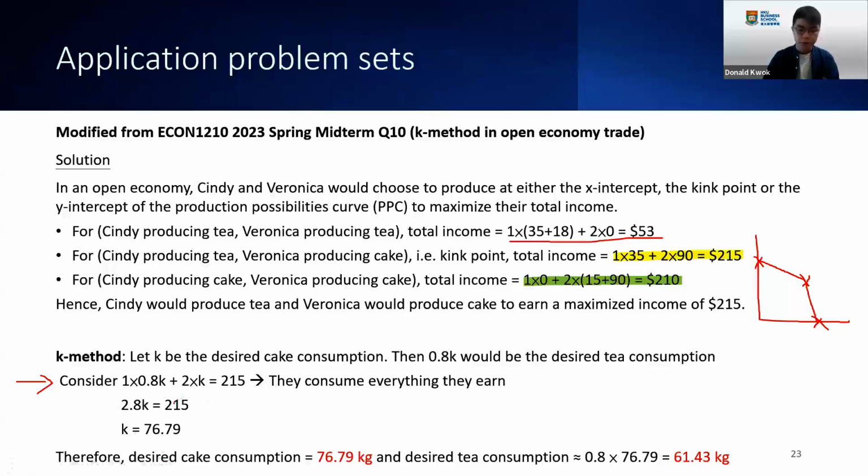What would be the spending on the two goods? It would be the price of tea multiplied by the quantity of tea plus the price of cake multiplied by the quantity of cake. And this will be the total expenditure on the two goods. Equate that with 215, we are able to solve the unknown K, which is 76.79, and is actually the desired cake consumption already. Finally, to find out the desired tea consumption, it will be 0.8K, and the result, 61.43 kg.